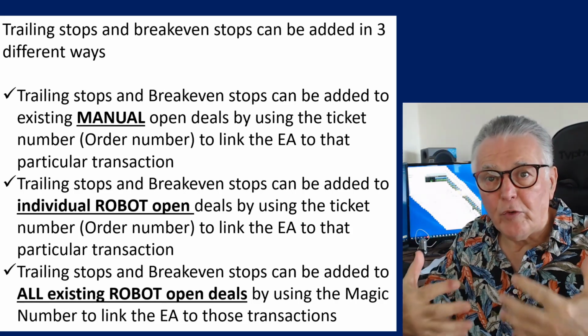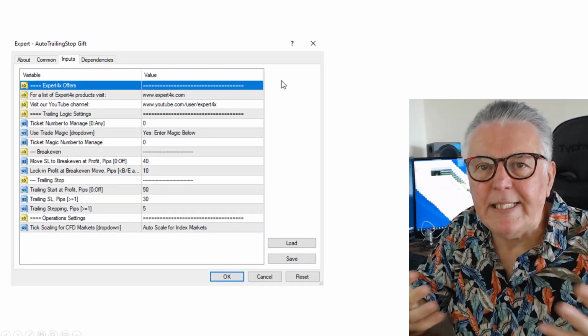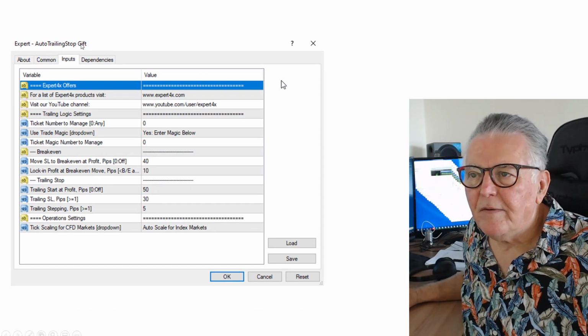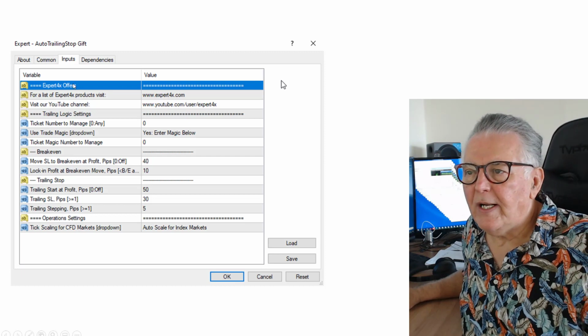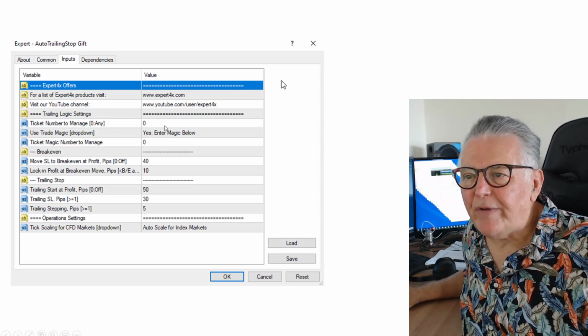So it's good for robot trading as well as manual trading. So let's have a quick look at the input section. It is a gift version, and I'll explain that a little bit later. And it's very, very simple.